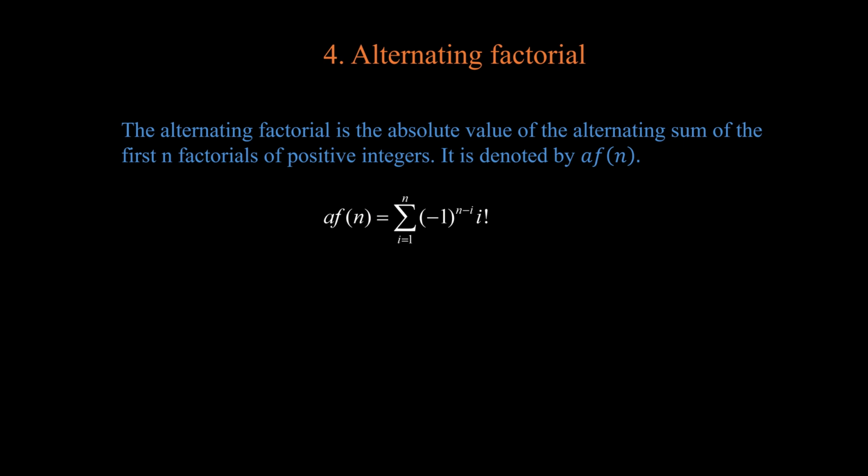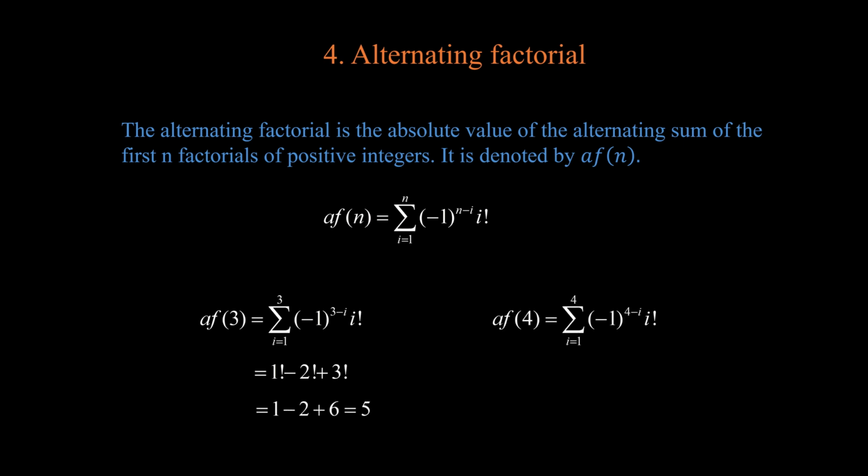Let's see some examples. Alternating factorial of 3 is 1 factorial minus 2 factorial plus 3 factorial, which is equal to 5. Alternating factorial of 4 is minus 1 factorial plus 2 factorial minus 3 factorial plus 4 factorial, equal to 19.